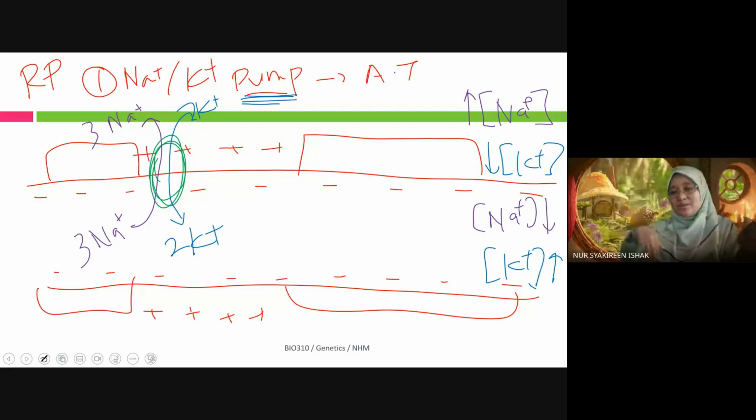3 keluar, 2 masuk. 3 positive charge move out against 2 positive charge that move in. So this makes sure that inside the axon is maintained negatively charged. Okay, that is the first point.